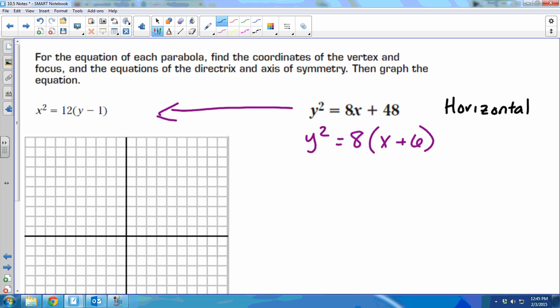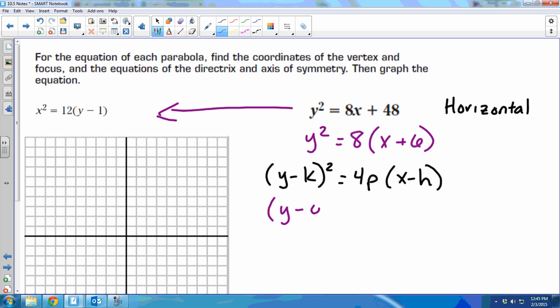All right, so now I need to rewrite this. It needs to be in the format y minus k squared equals 4p times x minus h. So I'm going to have y minus 0 squared equals 4 times what? 2. And then I have x plus 6. Do not change that sign because standard form has a minus sign in it. It's already in the form it's supposed to be.